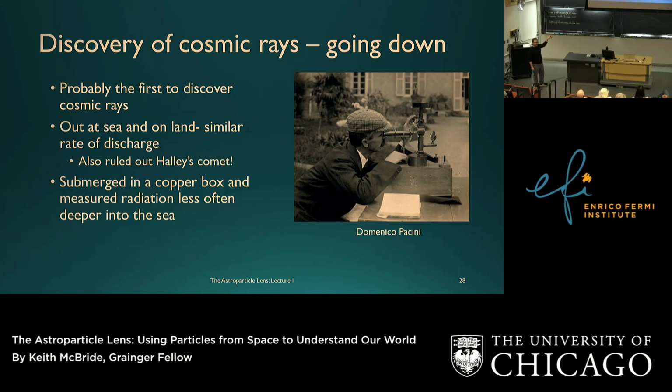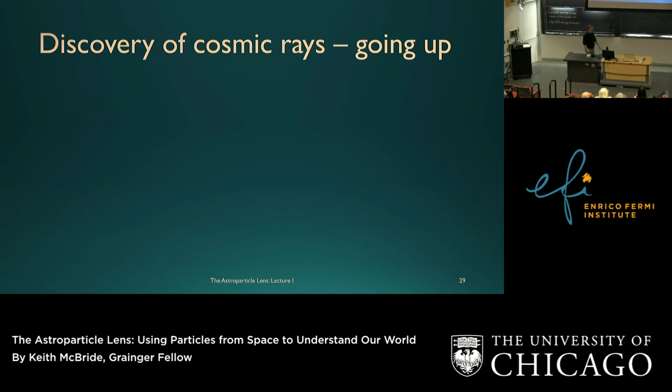But he decided to submerge it inside a lake in his copper box, and he found that it discharged less often. The deeper he went into the lake, the less his electroscope discharged. And so he was actually the first to discover that this is related to radiation coming from space, not from the Earth. So I'd like to thank Dr. Jan, and this is through Dr. Windenschkofer, for pointing out to me that in my abstract I referenced Victor Hess discovering cosmic rays, but actually it was probably Domenico Pancini. But Victor Hess played a huge, important role in the discovery of these cosmic rays.